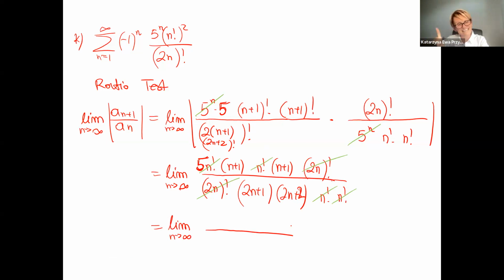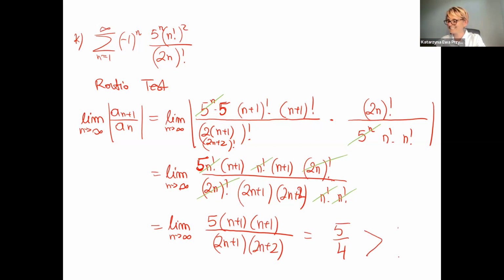It's nice to cancel out, but we have to be really careful because now we have the same degree: n plus 1, n plus 1, 2n plus 1, 2n plus 2. Did I copy everything? I will check because I know that it's easy to miss, but thank you, Deepan. Okay, 5n squared versus 4n squared, 5 over 4, greater than 1. If I miss that 5, everything will change. Okay, that means it is divergent.